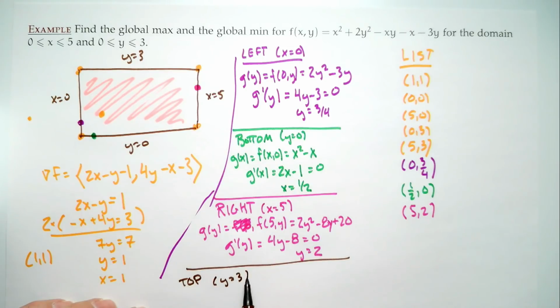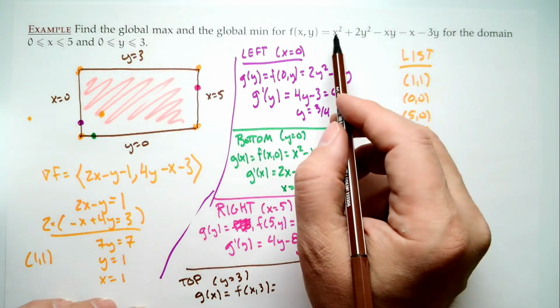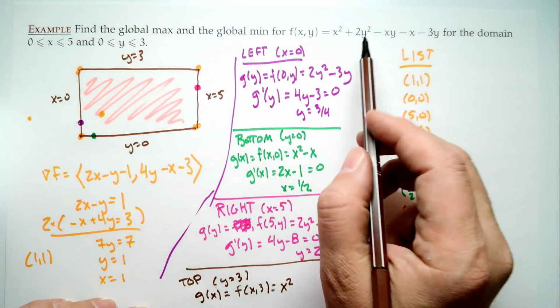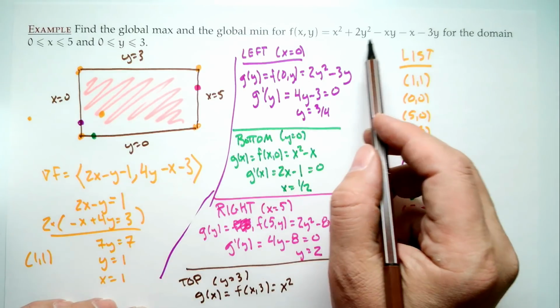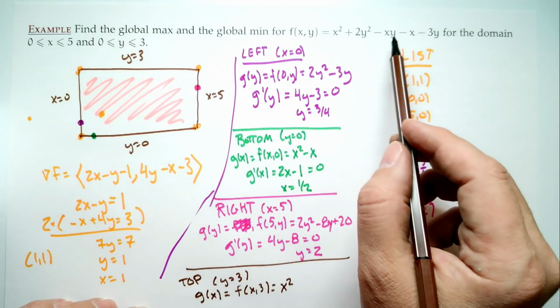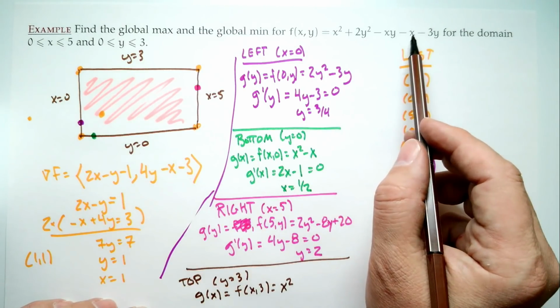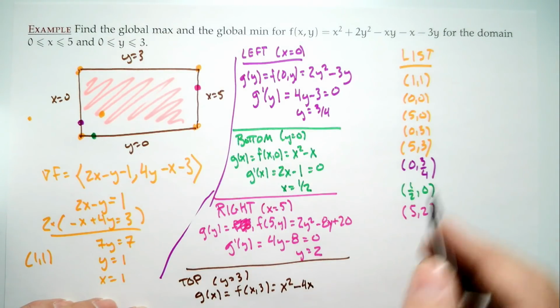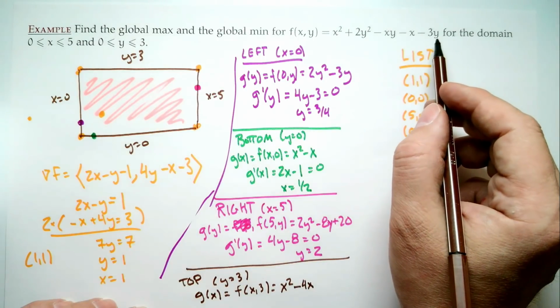y equals 3. So we're going to have just a function of x. We call it g of x. So g of x, which is f of x comma 3. Okay, well, let's see what we're going to have. We're going to get an x squared. All right, that's good. Then we have 2y squared, which will be a number. I'll come back to that. Minus 3x minus x. So that would be minus 4x. And then this minus 3y is the number. I said I'd come back to the numbers.